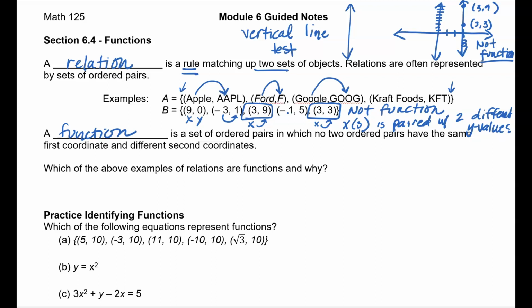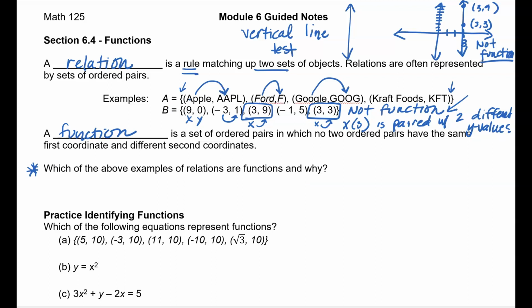So we kind of answered one of these questions a little bit. Which of the above examples of relations are functions and why? We already said B is not a function. I explain that right here. B is not a function.